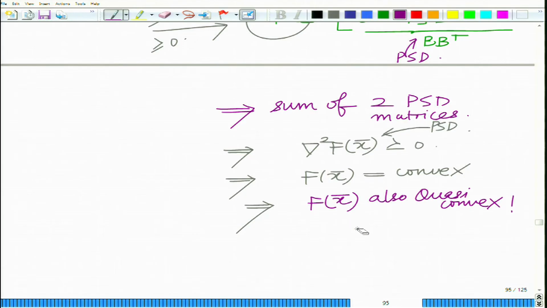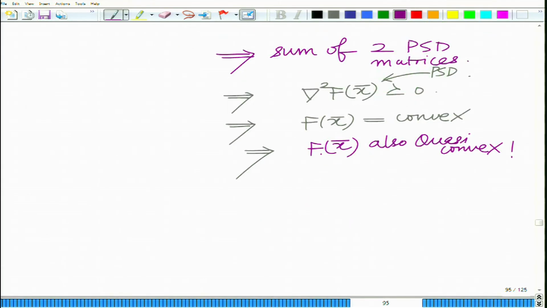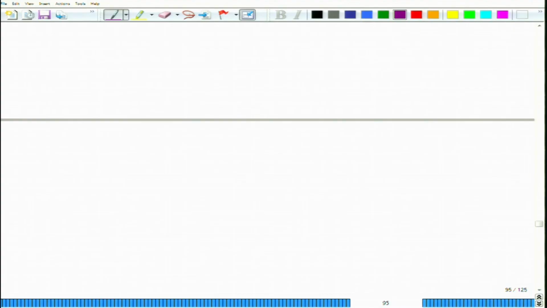Remember, what is f of x bar? F of x bar is 1 over x1 x2, this is quasi-convex. Alright. So, 1 over x1 x2 is basically convex, and hence it is also quasi-convex. Let us look at another example, and you can treat this as a practical application.